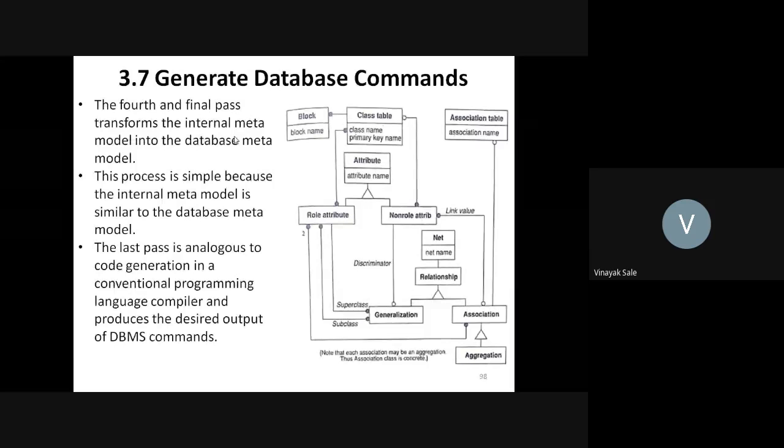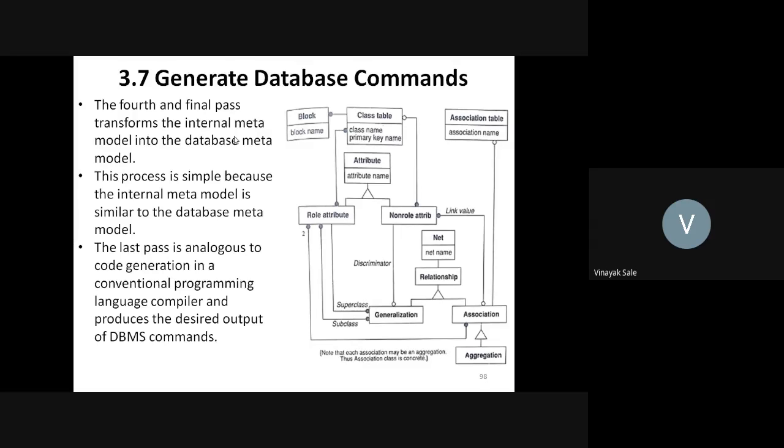Then seventh is generate database commands. The fourth and final pass transforms the internal meta model into the database meta model. This process is simple because the internal meta model is similar to the database meta model. The last pass is analogous to code generation in a conventional programming language compiler and produces the desired output of DBMS commands.